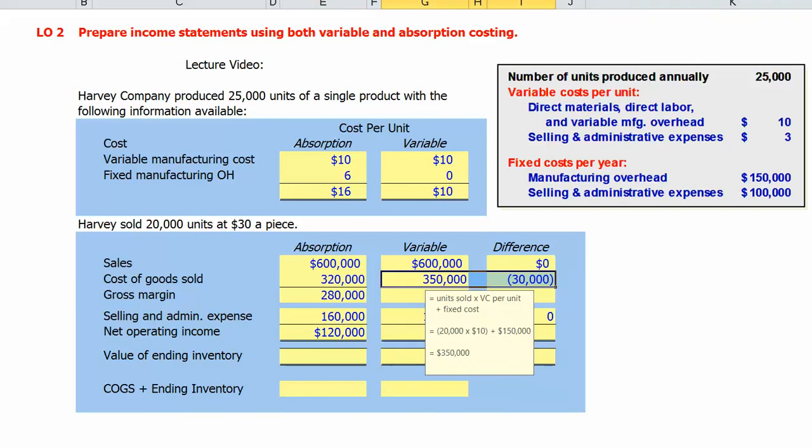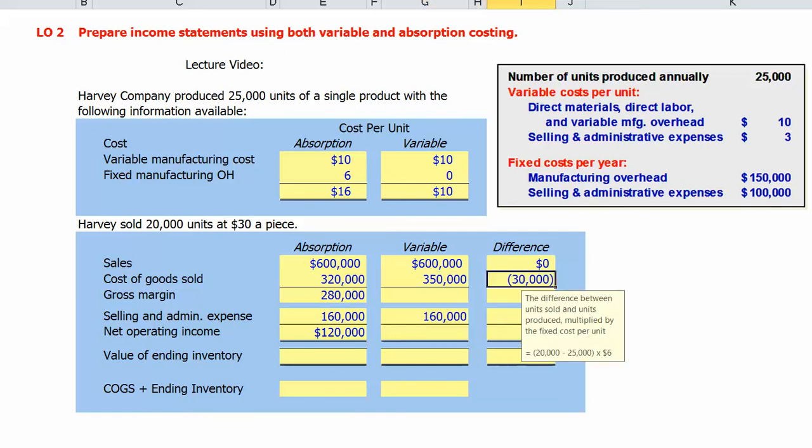Under variable costing, let's go ahead and calculate our cost of goods sold. Our cost of goods sold will be $350,000. This will be the 20,000 units times $10 per unit, which was our variable manufacturing cost, which gives us $200,000, plus the $150,000 in fixed manufacturing overhead that flows directly to the income statement. The difference between the two methods, you can see, is $30,000. This is the difference between the units sold and the units we produced. That's 5,000 units multiplied by the $6 fixed cost per unit.